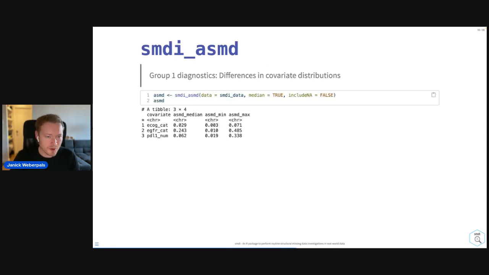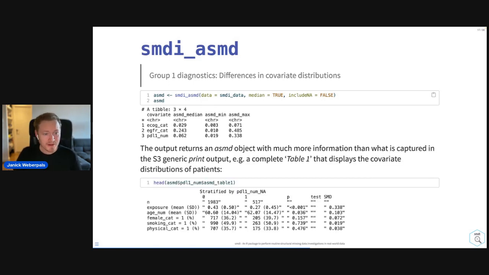Now, more importantly, the group 1 diagnostic could be resampled using the smdi ASMD function, where you basically just define the data frame. If you want to compute the mean or the median of the absolute standardized mean difference, this will then give you one value and the min and max per partially observed covariate.